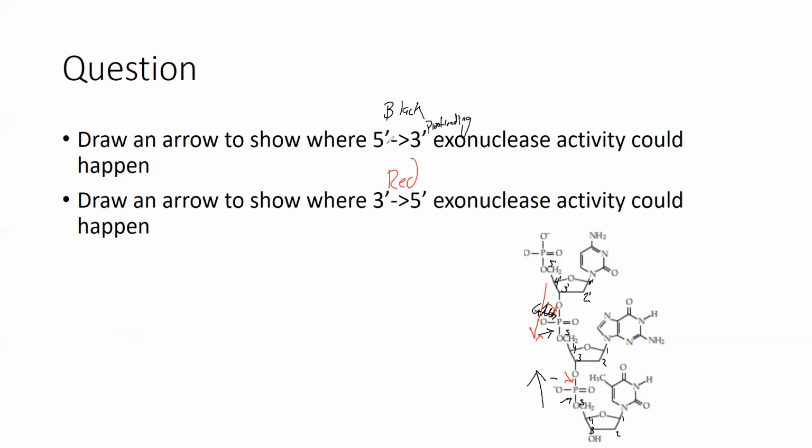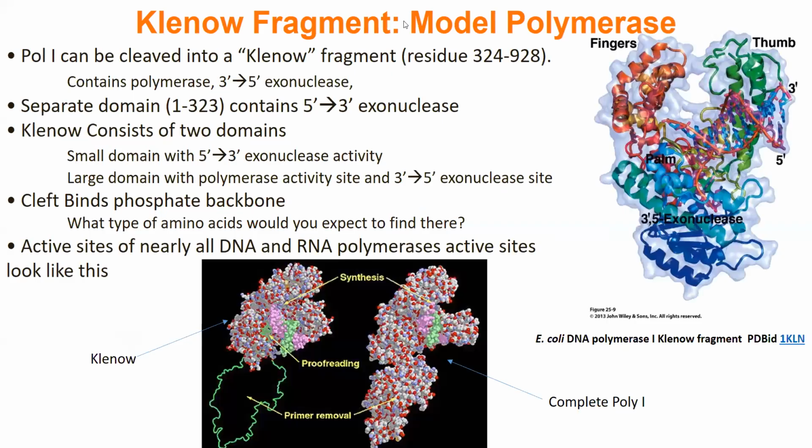So questions about numbering our sugars, exonuclease activities, or anything brought up so far? Right. So let's continue on with the main part of polymerase 1 that does the majority of the synthesis, and that's called the Klenow fragment.